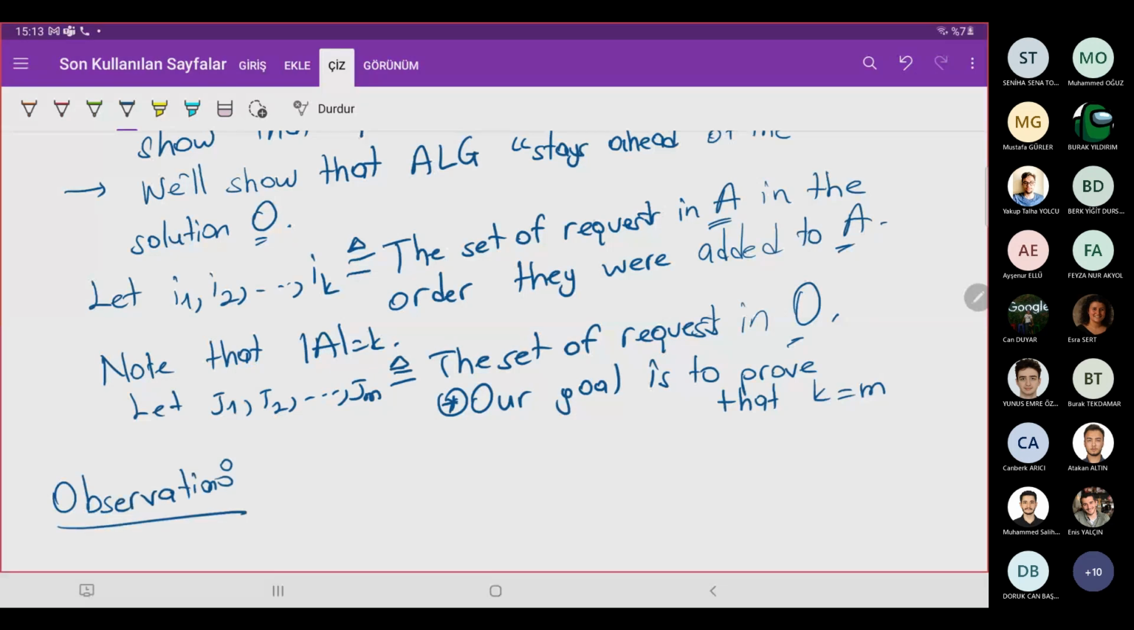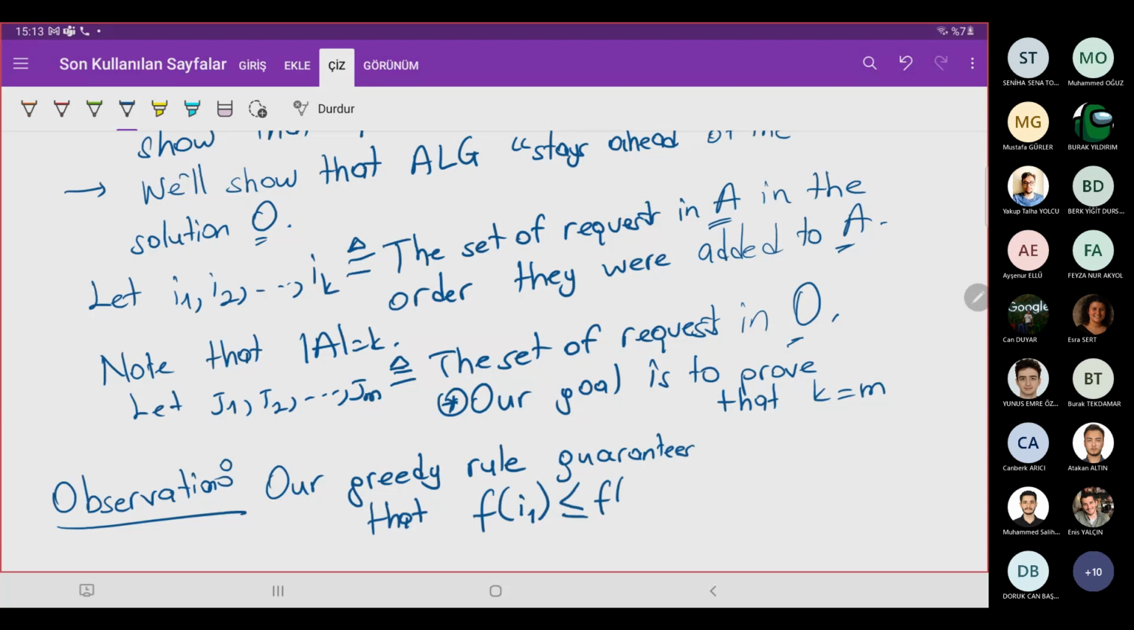Simply an observation. Our greedy rule guarantees that fi1 is less than or equal to fj1. Why? So remember our greedy rule.